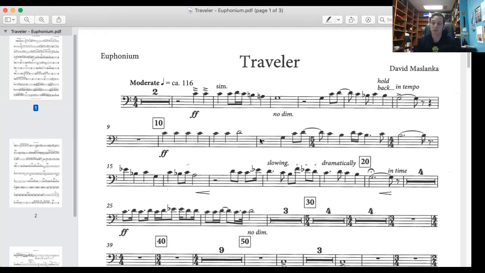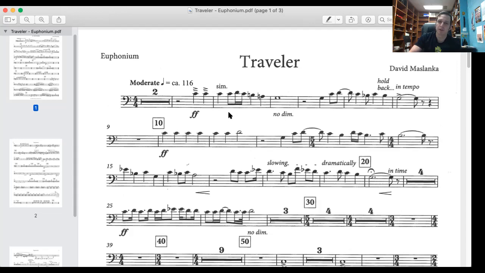So the very first thing, kind of like we talked about with Pineapple Pole at the end of that video, is listening to the recording of the entire piece so you can see it as a whole. And then you see how your part fits. Generally speaking, euphoniums and tubas play together, or they'll play with the trombones a lot of times. But it's important that you figure out, when am I by myself, or when am I supporting, or when am I the melody.